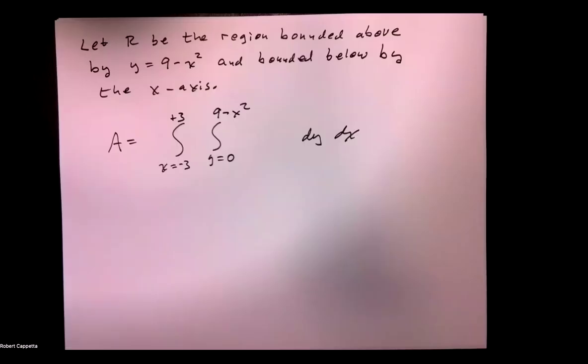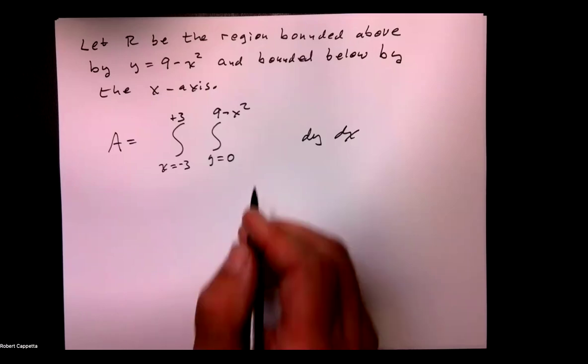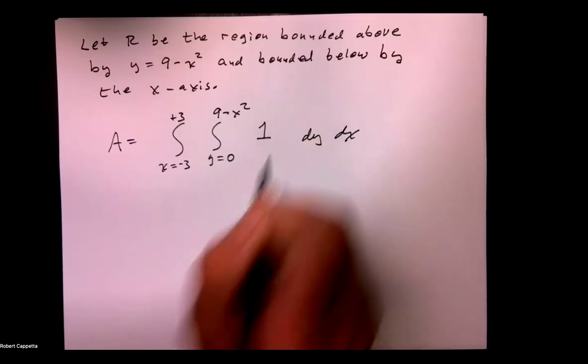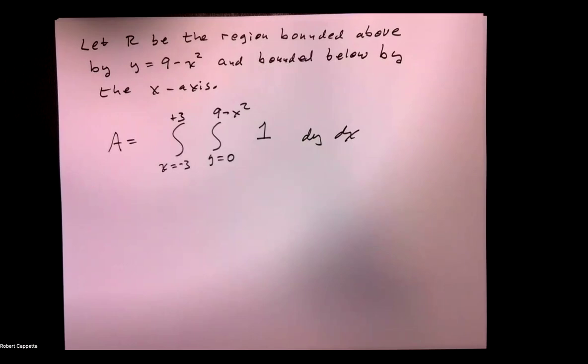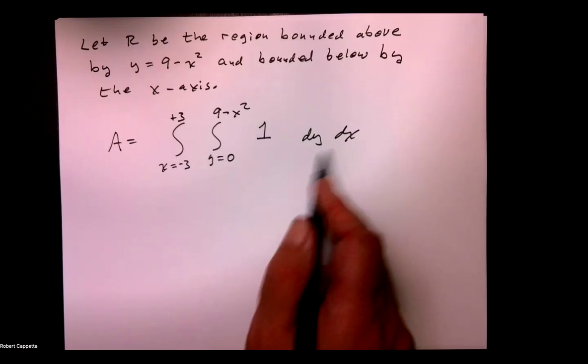But then what did we say? We said the area is going to simply be the double integral of 1 dy dx. So this is what we get. Here's how we can do that. dy dx, of course, is our change in area.